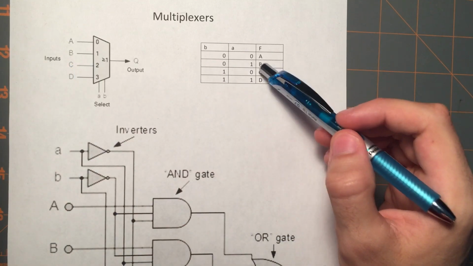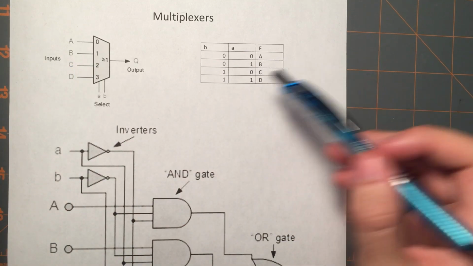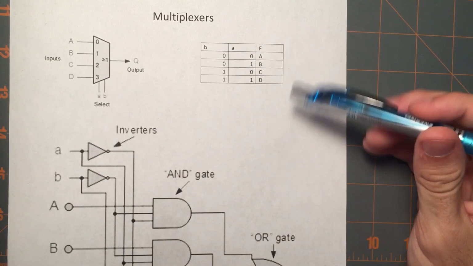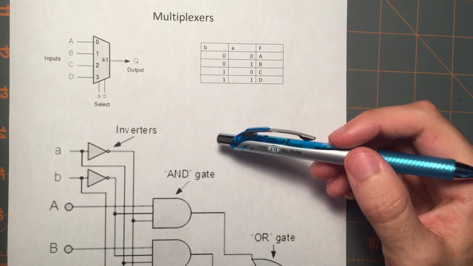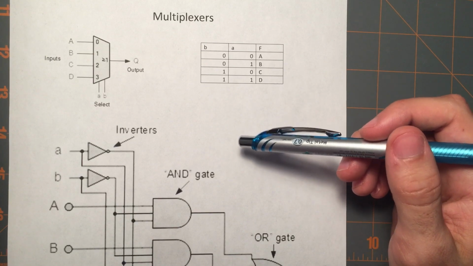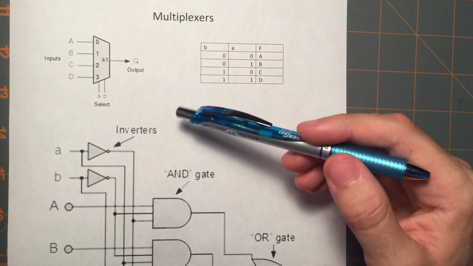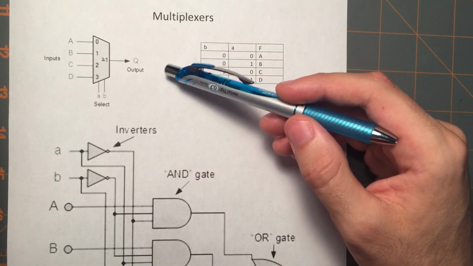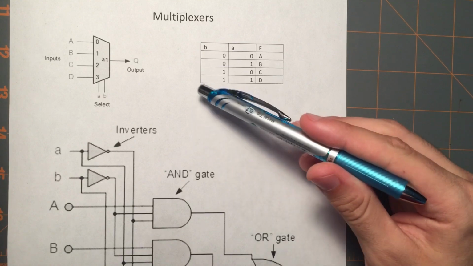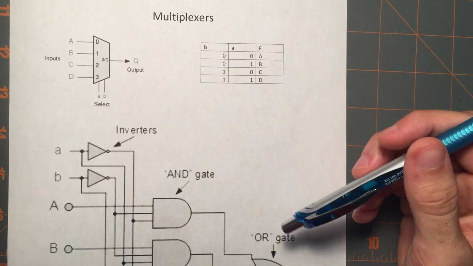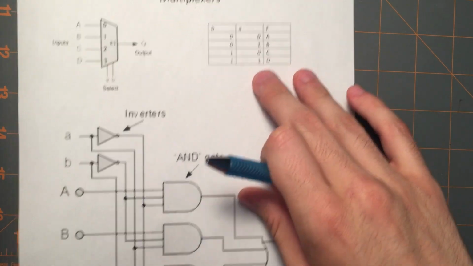When BA is 0, 1, the output will be B, or the second input, and this continues so on and so on. Each combination of these selector bits represents an input in binary. So since this is a 4-to-1 mux, meaning 4 inputs and 1 output, the selector bits need to represent 4 different numbers in binary. Now onto the design of the mux.